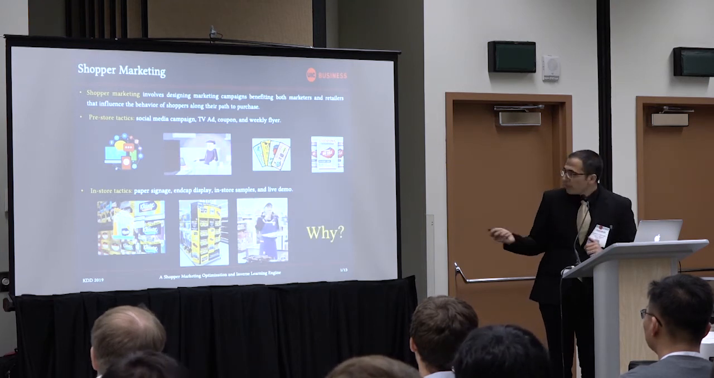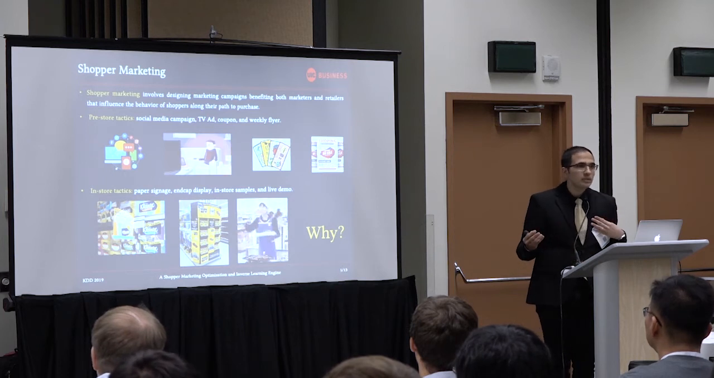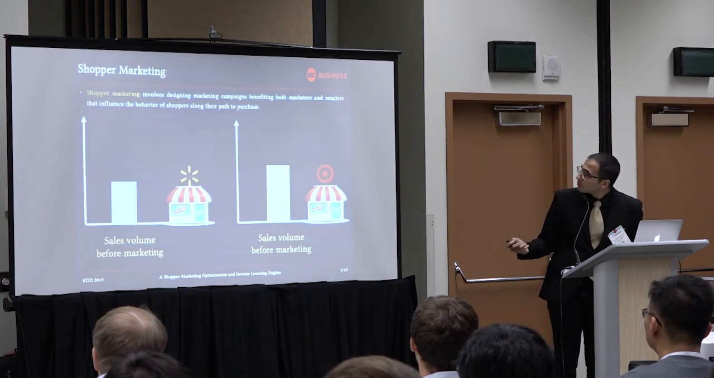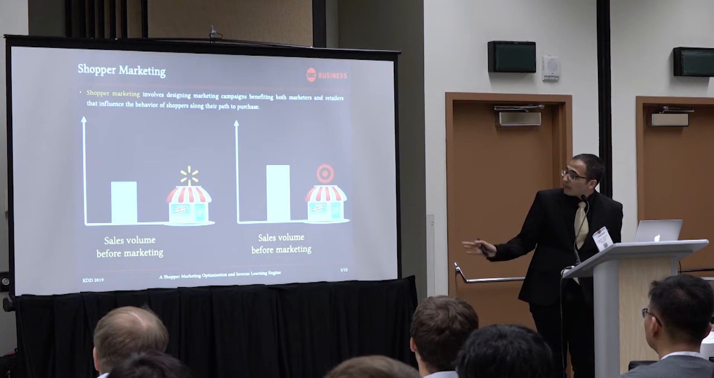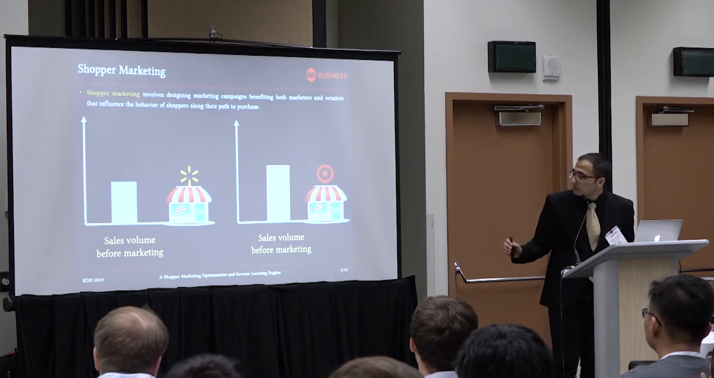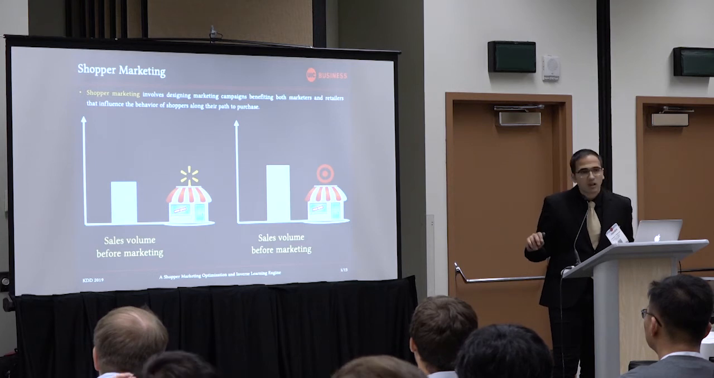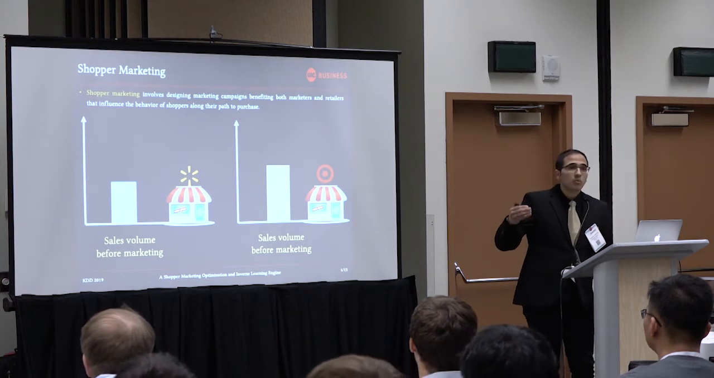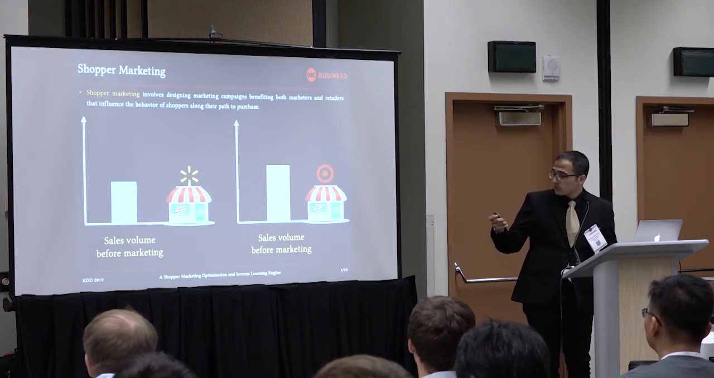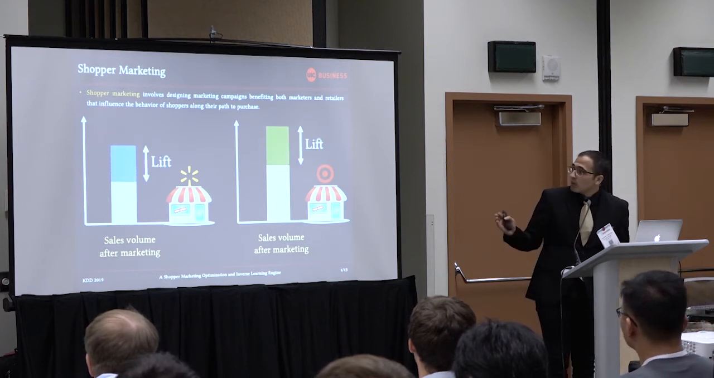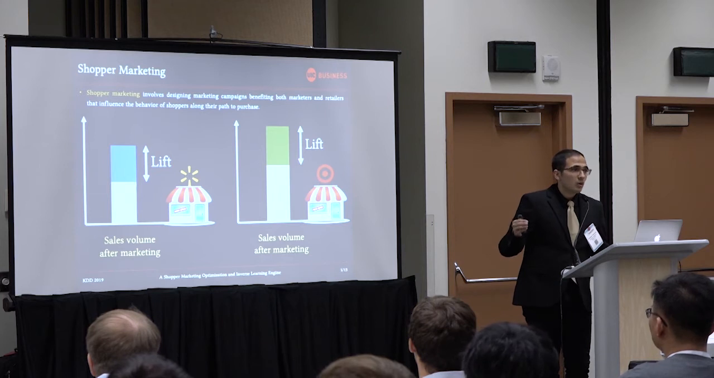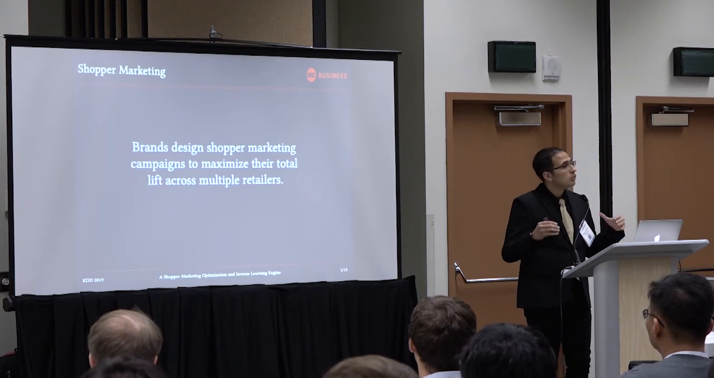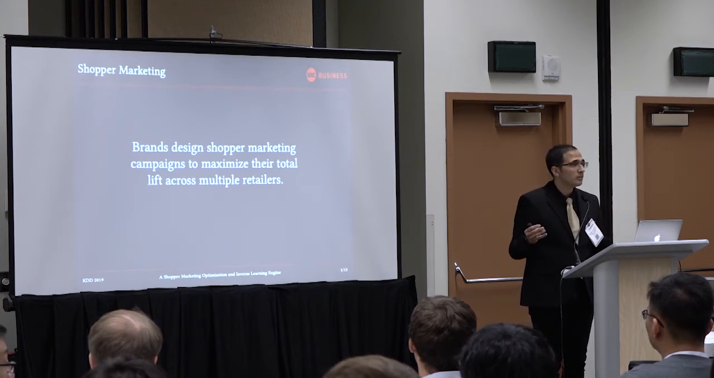But the question is, why do brands do this? The answer is simple. They do this to increase their sales. For example, here I have depicted the sales volume before marketing in Walmart and Target. When brands do marketing, for example, M&M promotes M&M in these two stores, they increase their sales by some amount, and this difference is known as lift or marketing lift. Thus, brands design marketing campaigns to increase their cumulative lift across multiple retailers.